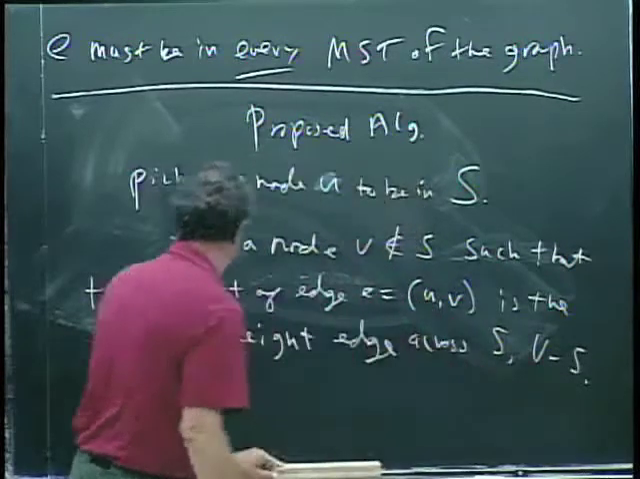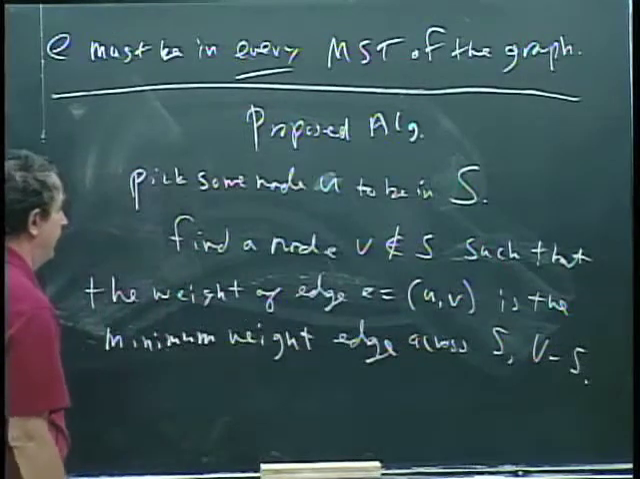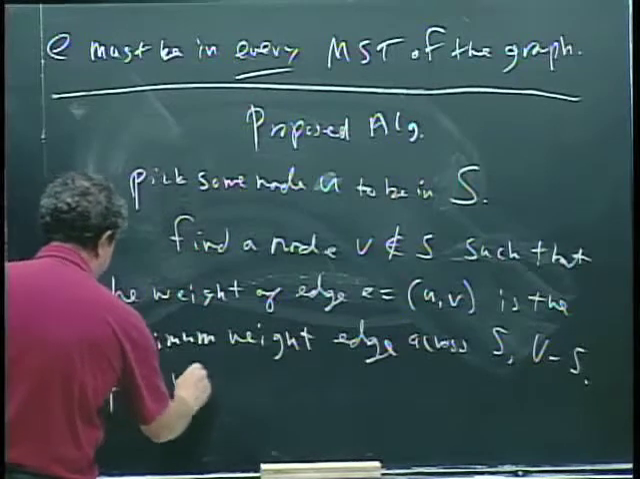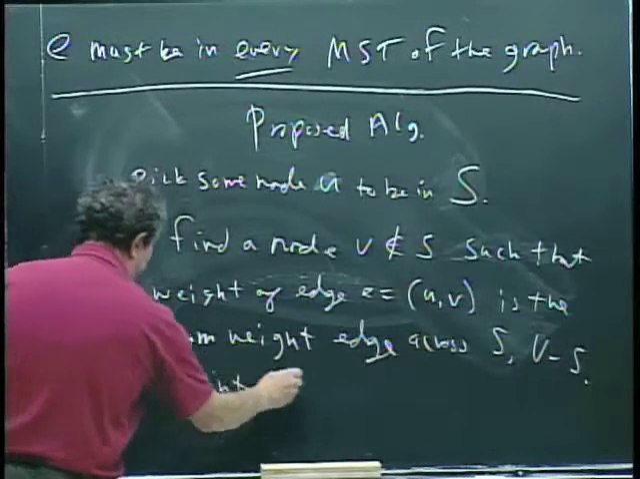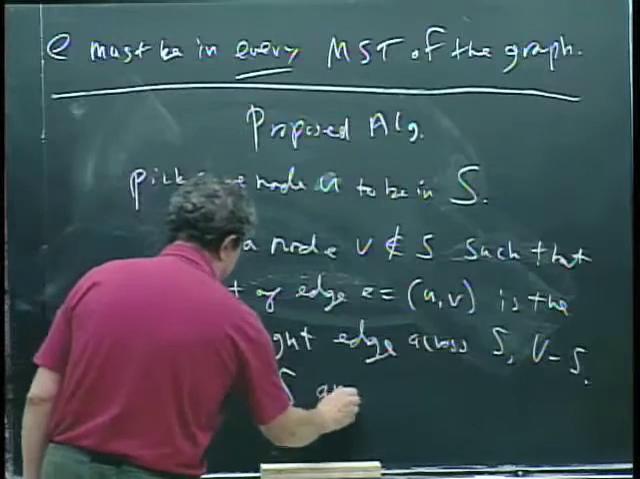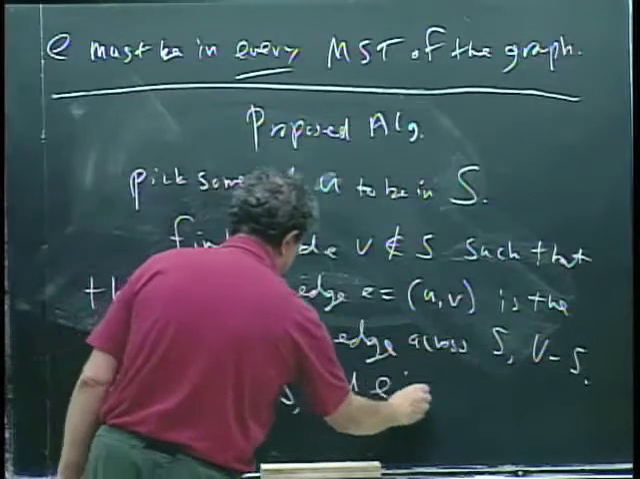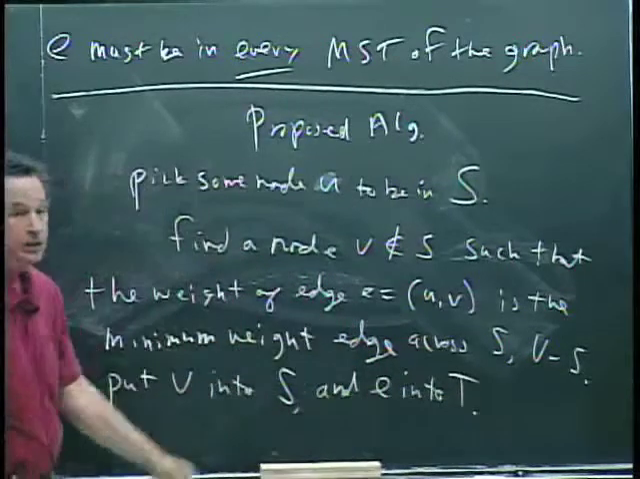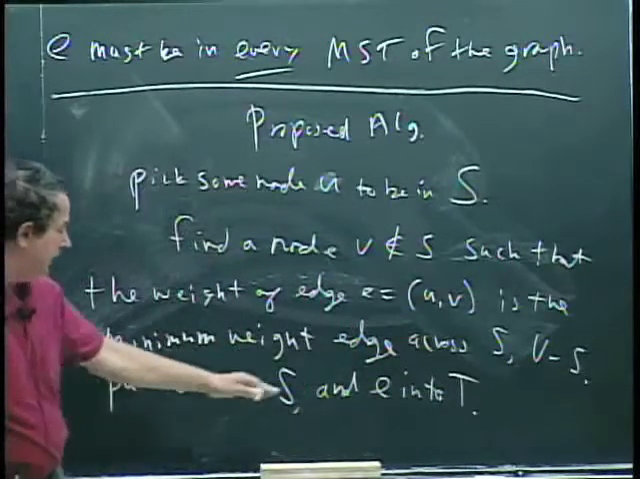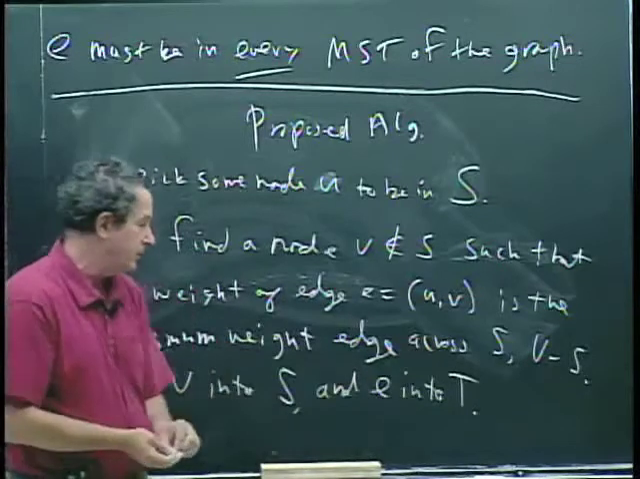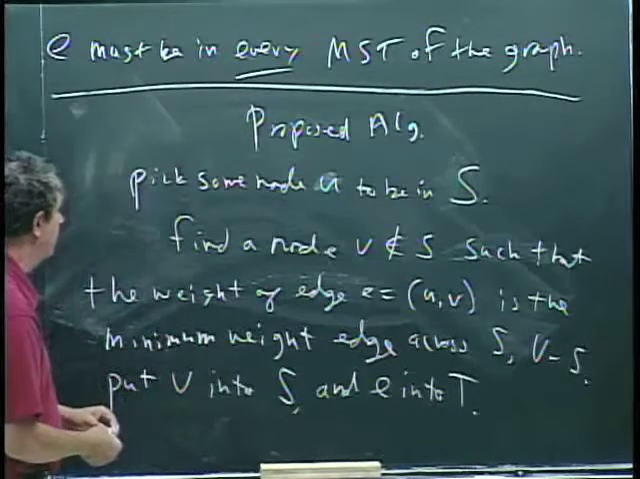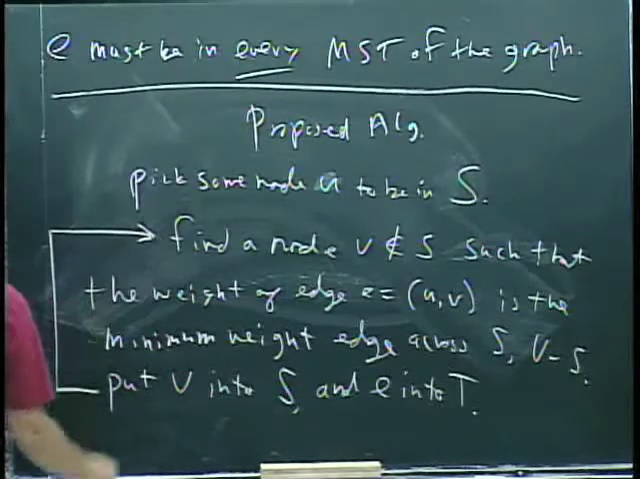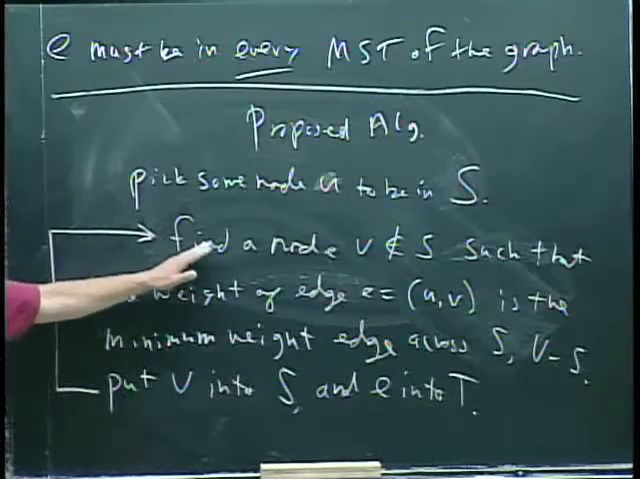Okay? So you find that node, and then you put V into S and E into T. So you're building a minimum spanning tree T, and you put the edge E, which means also putting its endpoints, into T. Okay? And now we're going to iterate. So is everybody clear on what's being proposed here?